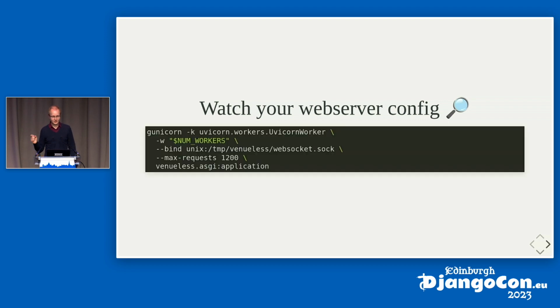Until we found that our Unicorn invocation line had the max requests option enabled, which kills a worker after it received 1,200 requests. This is incredibly useful with a traditional Django application because it prevents memory leaks. But with a channels application, it will just happily kill a worker that currently has many clients connected. So yeah, get rid of that.